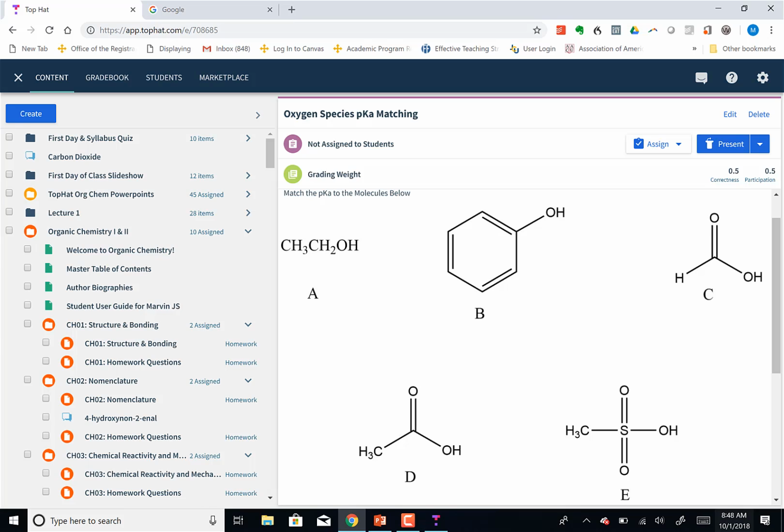So it would go E, C, D, and then B, and then finally A. So E, C, D, B, A, in decreasing strength of acid. Does that kind of make sense?